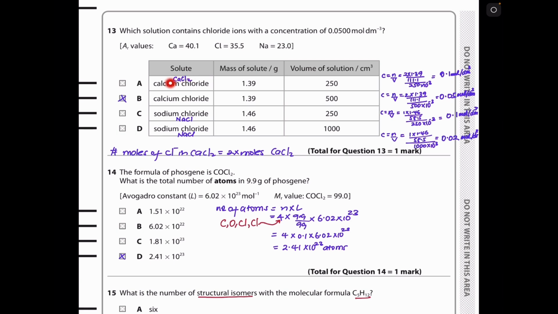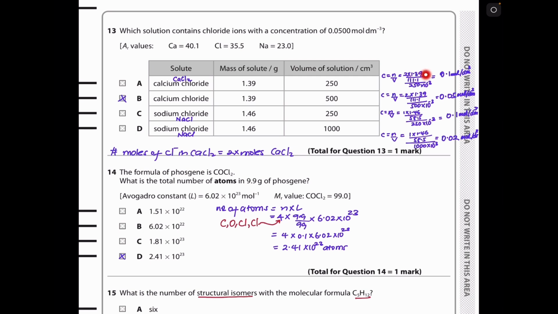So to find the moles of chloride in calcium chloride, I'm going to find the moles of calcium chloride and multiply them by 2. And then to find the concentration, I'll divide the number of moles by the volume in decimeters cubed. So here my concentration should be number of moles over volume, and the number of moles are going to be twice the moles of calcium chloride.